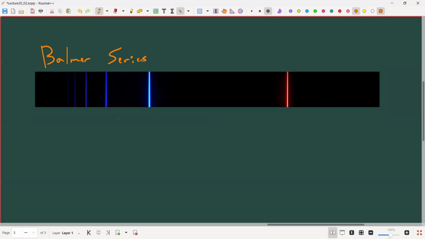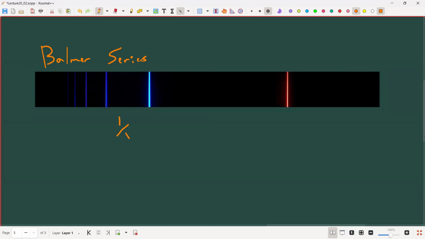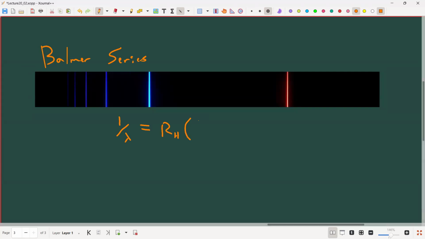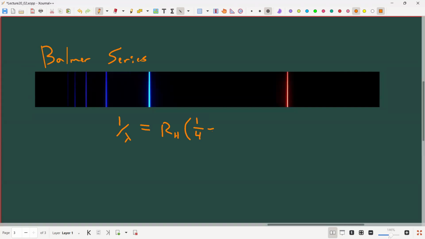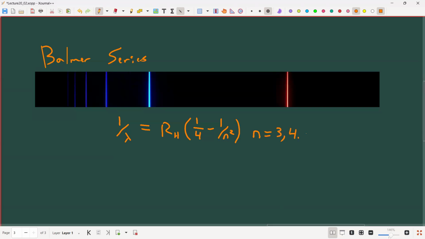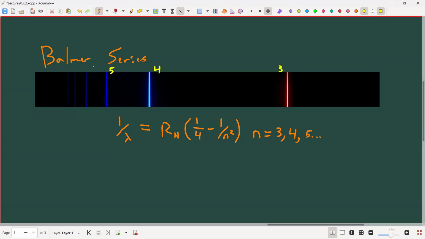What Balmer shows, very pretty, is that this can be fit to a very similar function, but slightly different. Instead of 1 minus 1 over n squared, it's 1/4 minus 1 over n squared. And n doesn't start at 2, but at 3. So this is the 3 line, this is the 4 line, the 5 line, the 6 line, and so on and so forth.